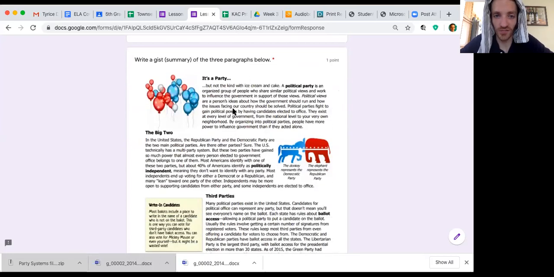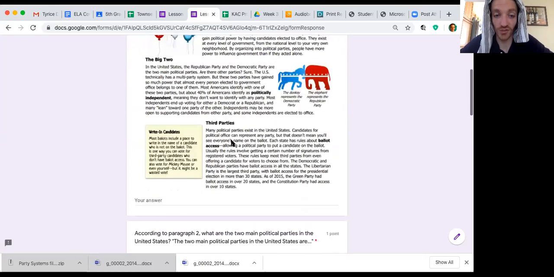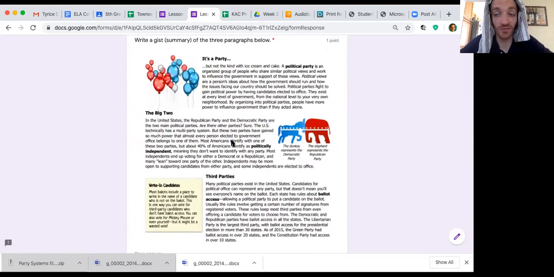We're going to go ahead and write a gist for this section here. That's 3 paragraphs, so pay attention carefully. If you can't write the gist, go back and do it again.